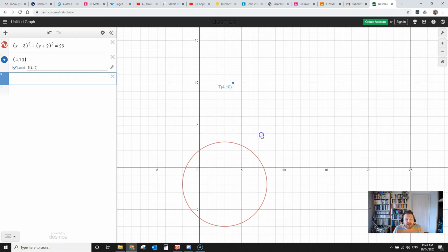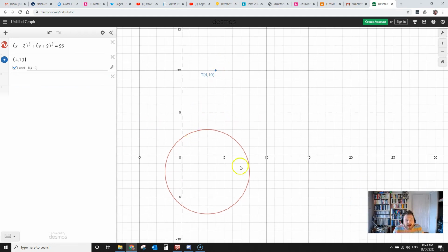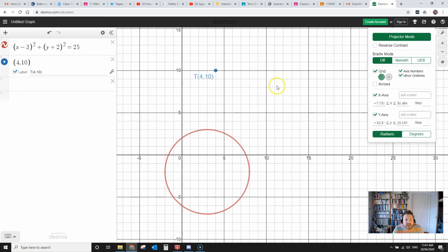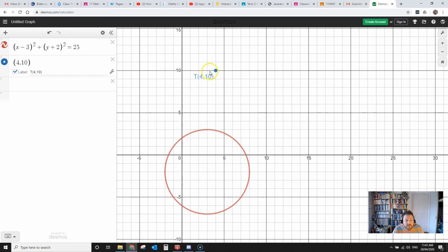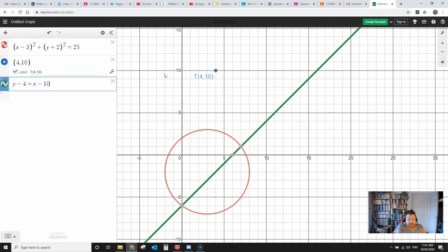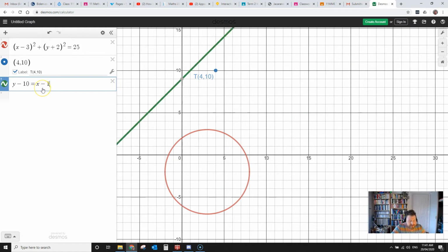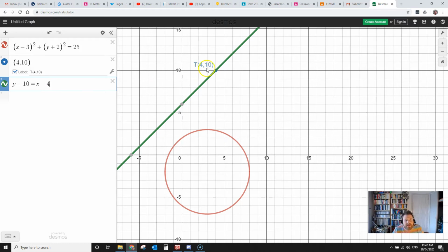So we've got our circle here, and we've got this point that we're going to run a line through. Let me just make it a little bit easier to see. There we go. And we've got to construct a line that goes through this point. First I'm just going to construct a line with any old gradient. So I'm just going to say y minus 10 equals x minus 4. So that's a line that goes through the point (4, 10), but it has a gradient of 1.